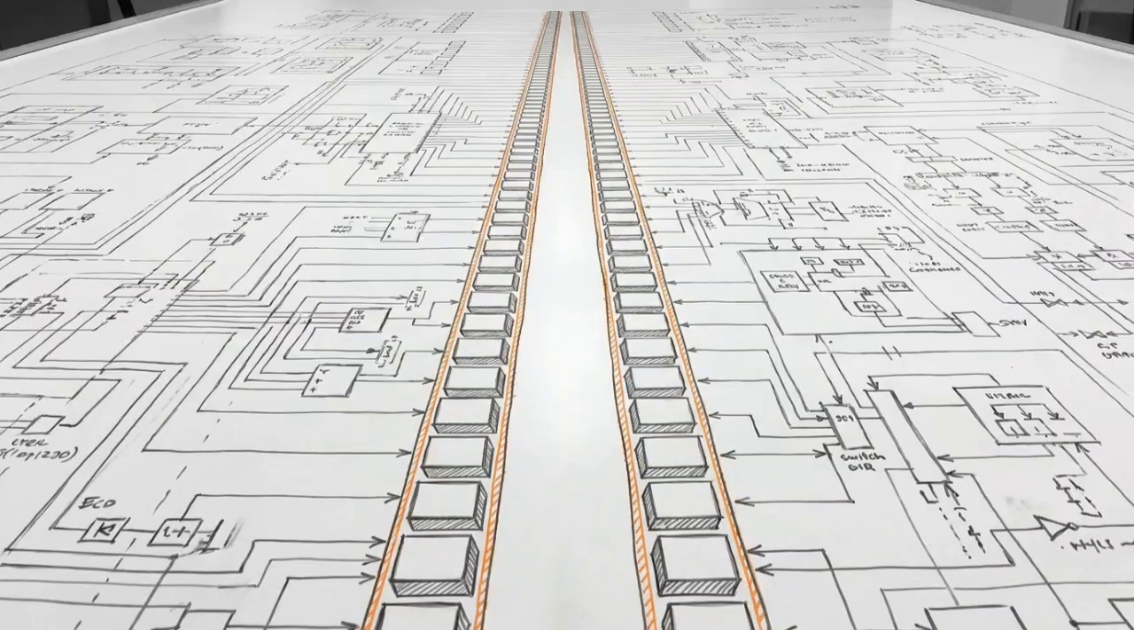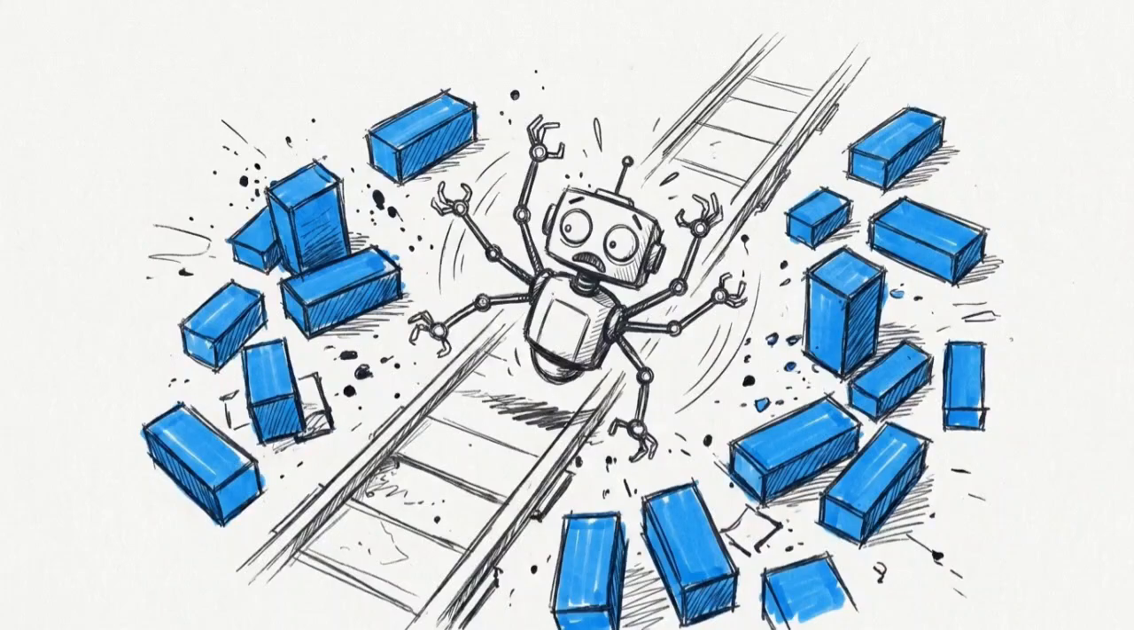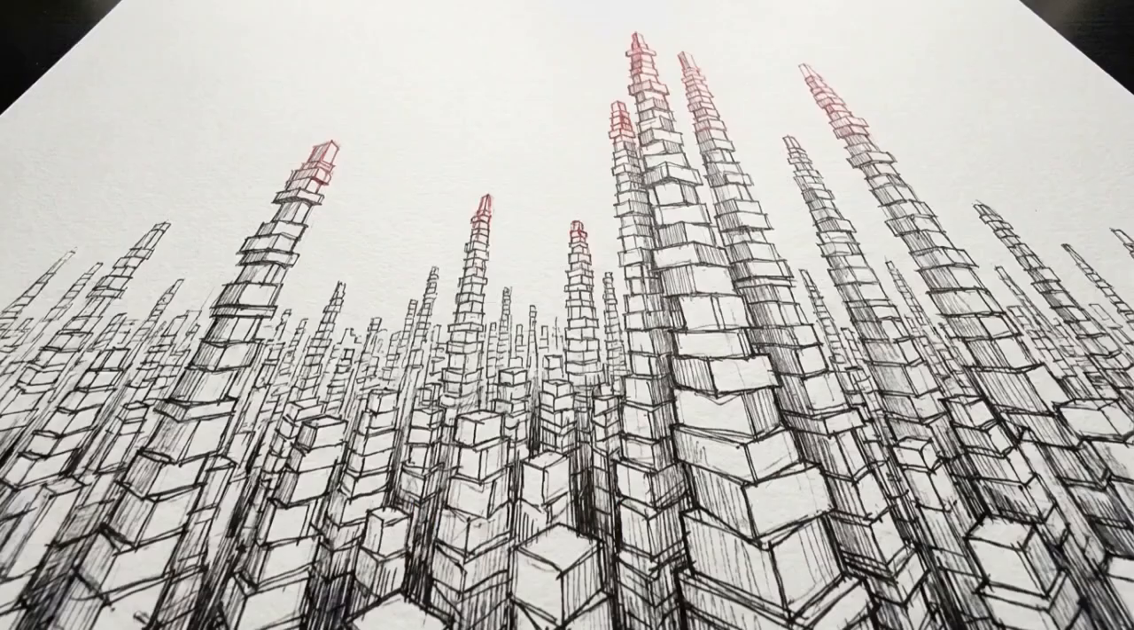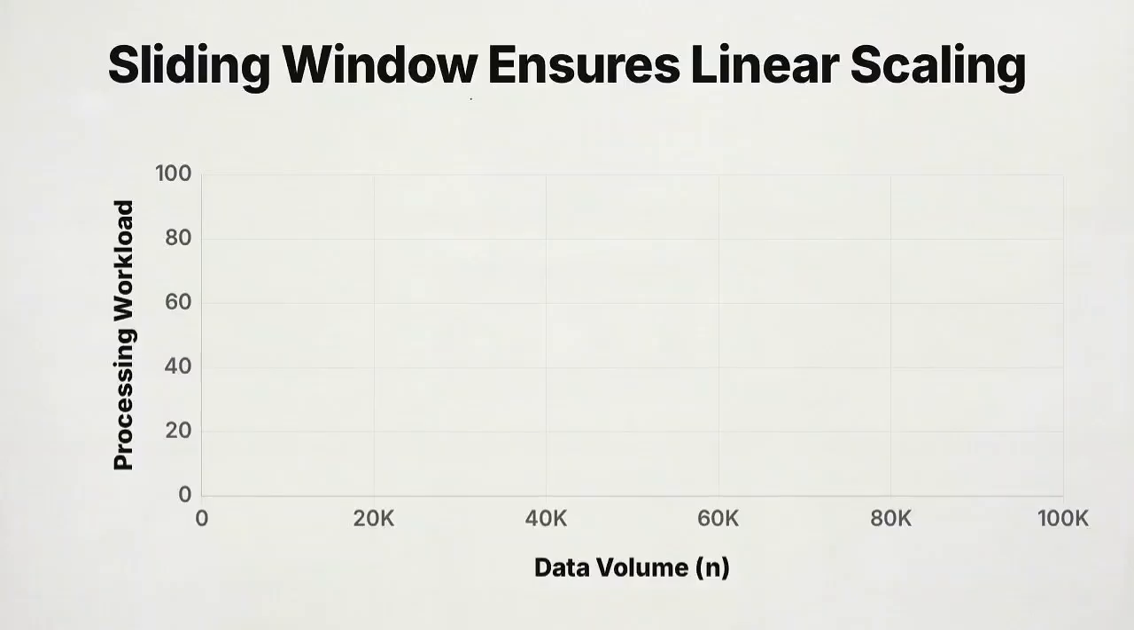On a long enough belt, the difference is night and day. Loop is frantically running back and forth, while Slider walks steadily forward, doing a tiny bit of subtraction and addition at every step. To see why this matters, we can look at how the workload grows as we add more boxes to the conveyor belt. This graph compares the 2 methods.